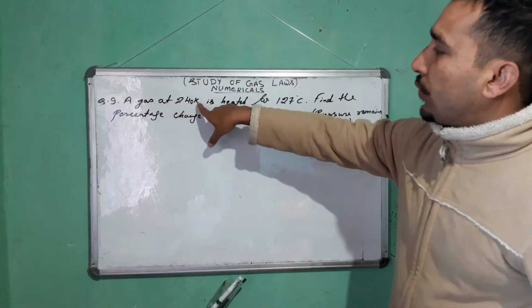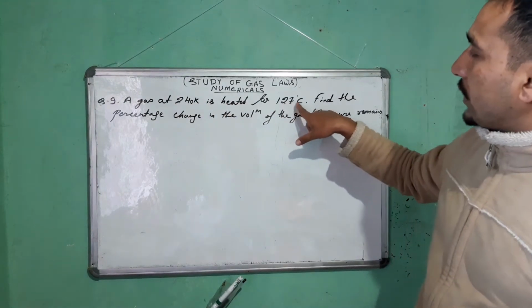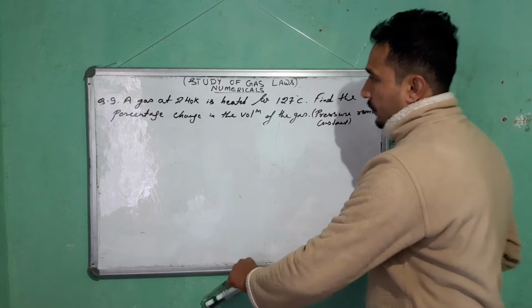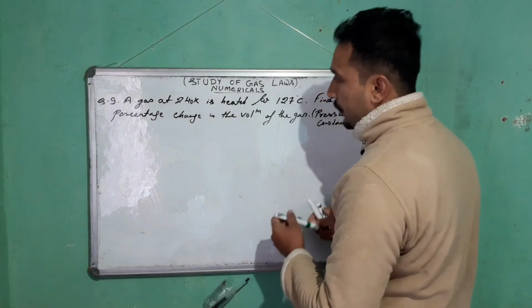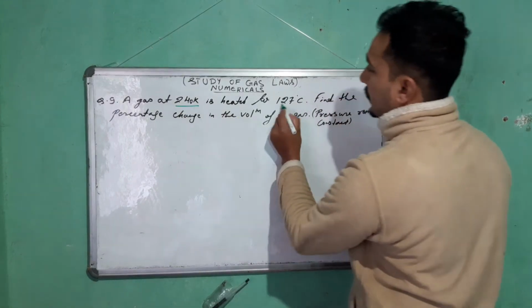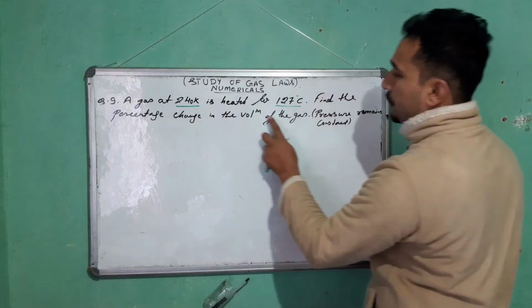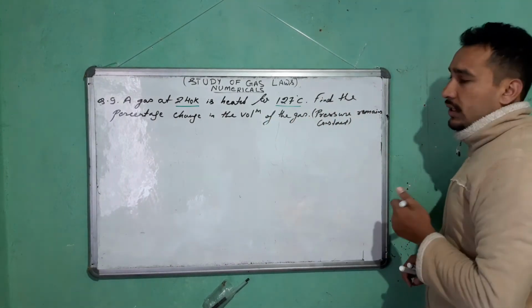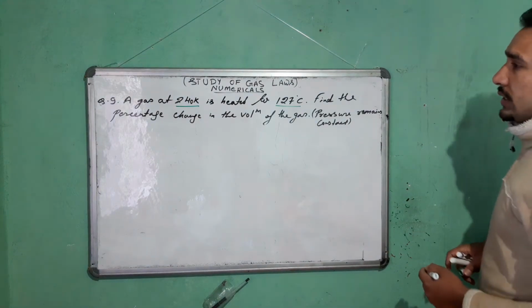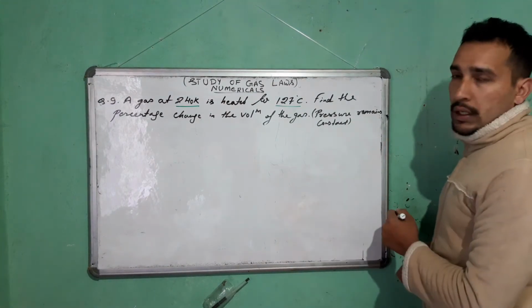A gas at 240 Kelvin is heated to 127 degrees Celsius. Kelvin is the unit of temperature, so this is T1 and this is T2. Find the percentage change in volume of the gas. Pressure remains constant. You have to find the percentage change in volume.